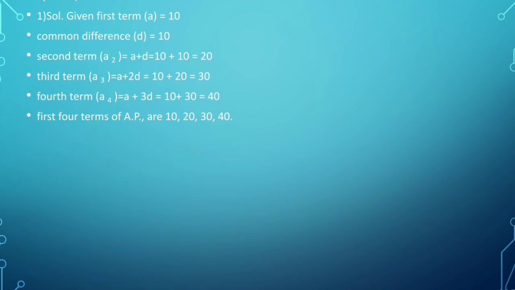Then here we get A plus 2 into 10, that is 10 plus 2 into 10, that is 10 plus 20 is equal to 30. Fourth term A4 is equal to A plus 3D, then 10 plus 30 is equal to 40. First four terms of AP are 10, 20, 30, 40.